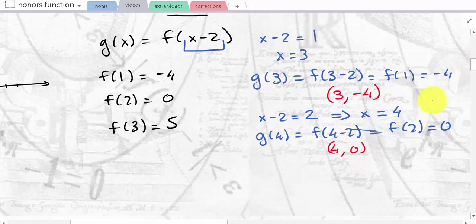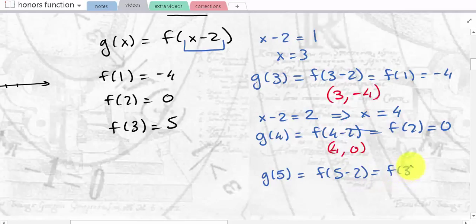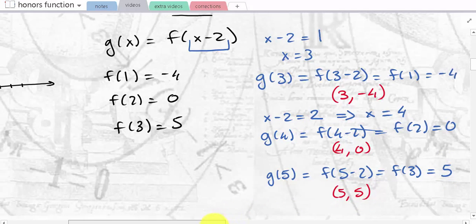Well, as for the last point, by now you may have guessed how it works. Let's check out g of 5. g of 5 is f of 5 minus 2. 5 minus 2 is 3, and f of 3 is 5. And so the last point is (5, 5). So let's see what's going on here on these 3 points. The point (1, -4) went to (3, -4), right here. The point (2, 0) went to (4, 0). And the point (3, 5) went to (5, 5).